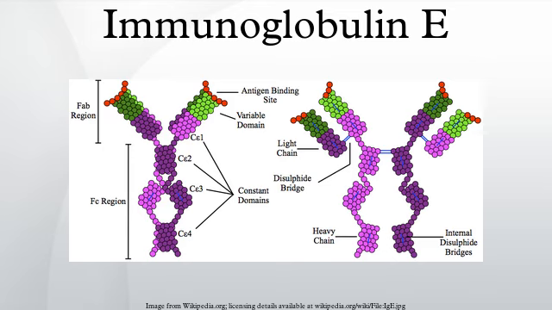FcεRI is expressed on mast cells, basophils, and the antigen-presenting dendritic cells in both mice and humans. Binding of antigens to IgE already bound by the FcεRI on mast cells causes cross-linking of the bound IgE, resulting in the aggregation of the underlying FcεRI, leading to the degranulation and the release of mediators from the cells.